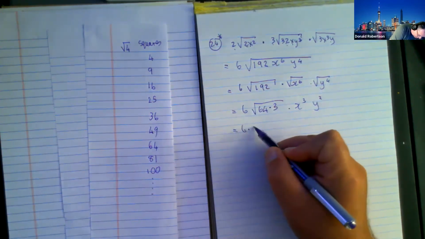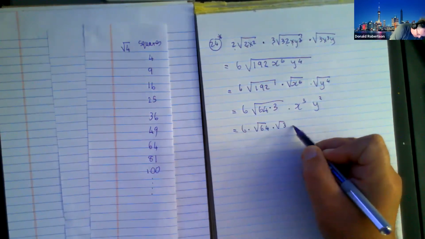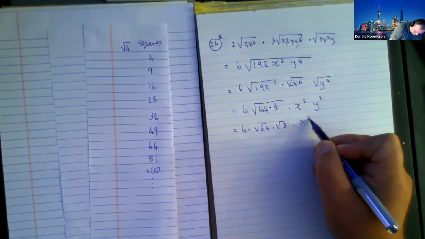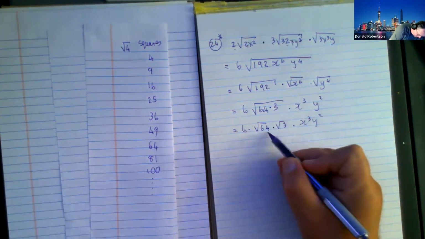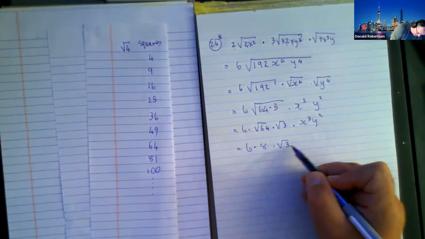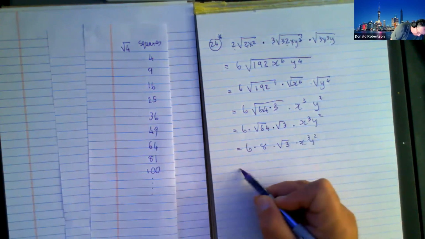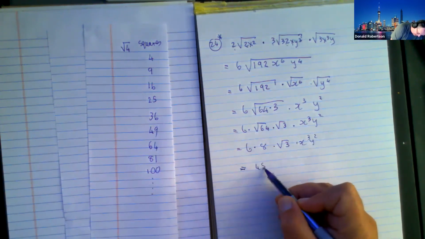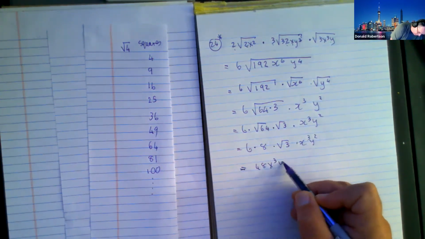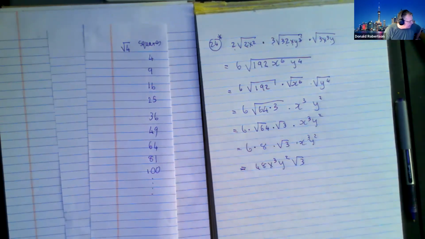This fella becomes the square root of 64 times the square root of 3 times what's left over. This becomes 8, so it's 6 times 8 times that guy, times that. And those numbers make 48. Then you have an x cubed, y squared, and finish with a square root of 3 at the end.